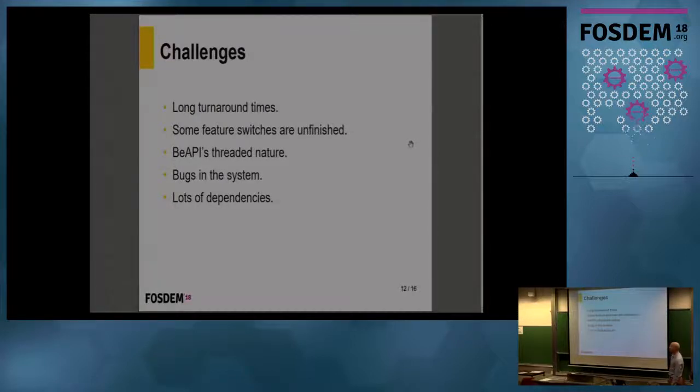BAPI's threaded nature. Haiku creates a new thread for each window. That creates problems with VCL, because it tries to render from the main thread, and the window has its own thread. So every drawing operation needs to have locks around it, and that was the reason it crashed a lot, because sometimes a command can be issued to a window that is already destroyed, so it's no longer there, and then it crashes. There are bugs in the system, which I'm going to talk more about later, and there are lots of dependencies, which is also a substantial amount of work.